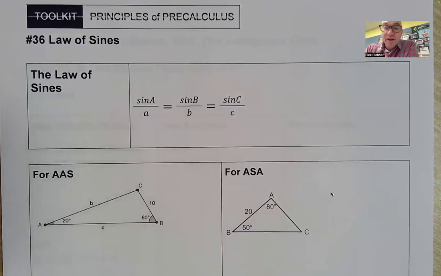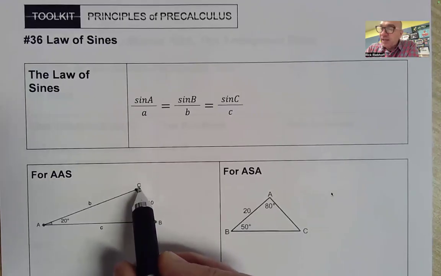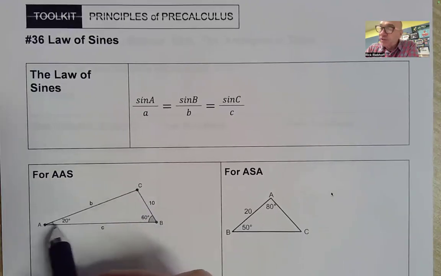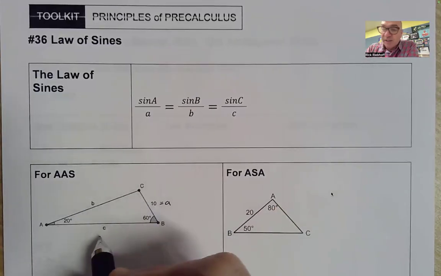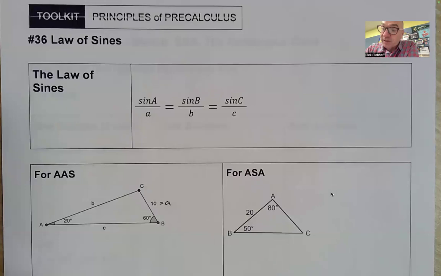All right, so first thing you have to do is name the sides and the angles. So we have A, B, C, and remember the sides are opposite. So little a must be over here. Little b is opposite B, little c is opposite C. So they always have to be opposite of each other.